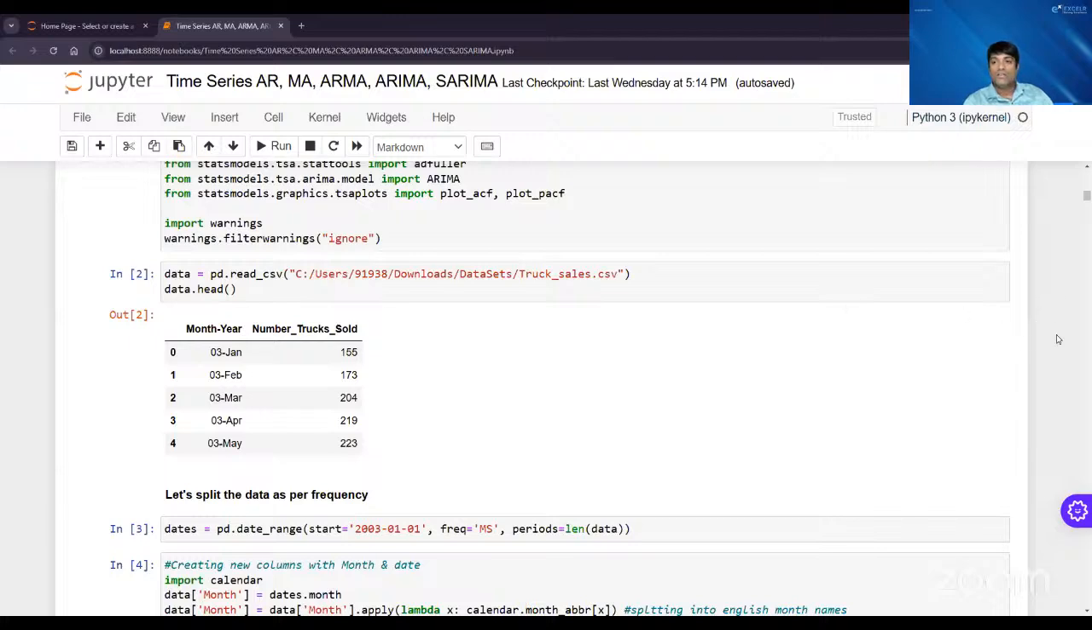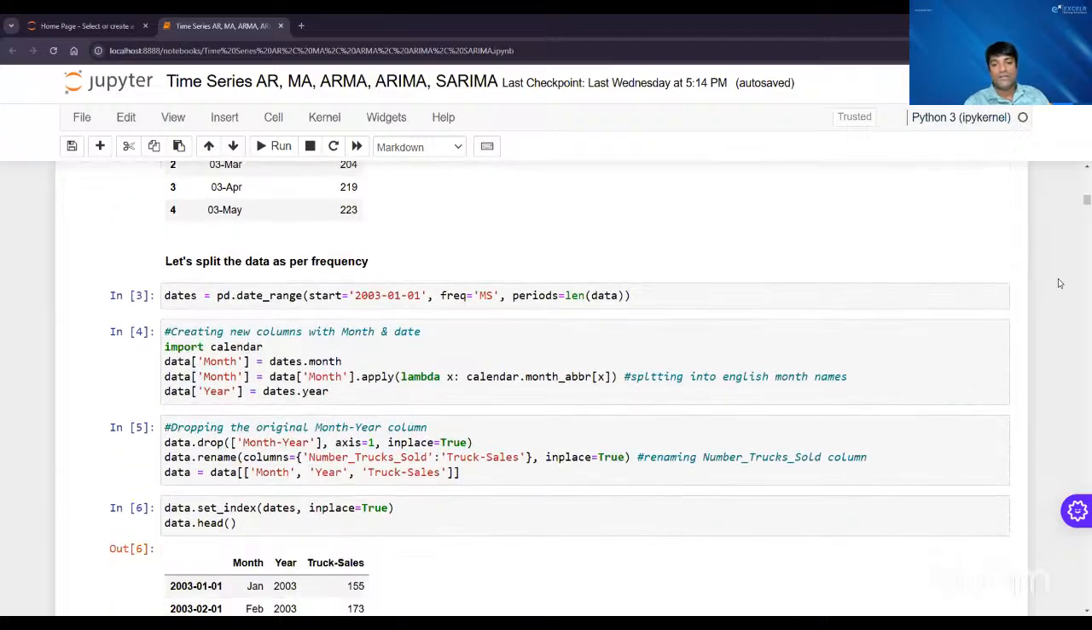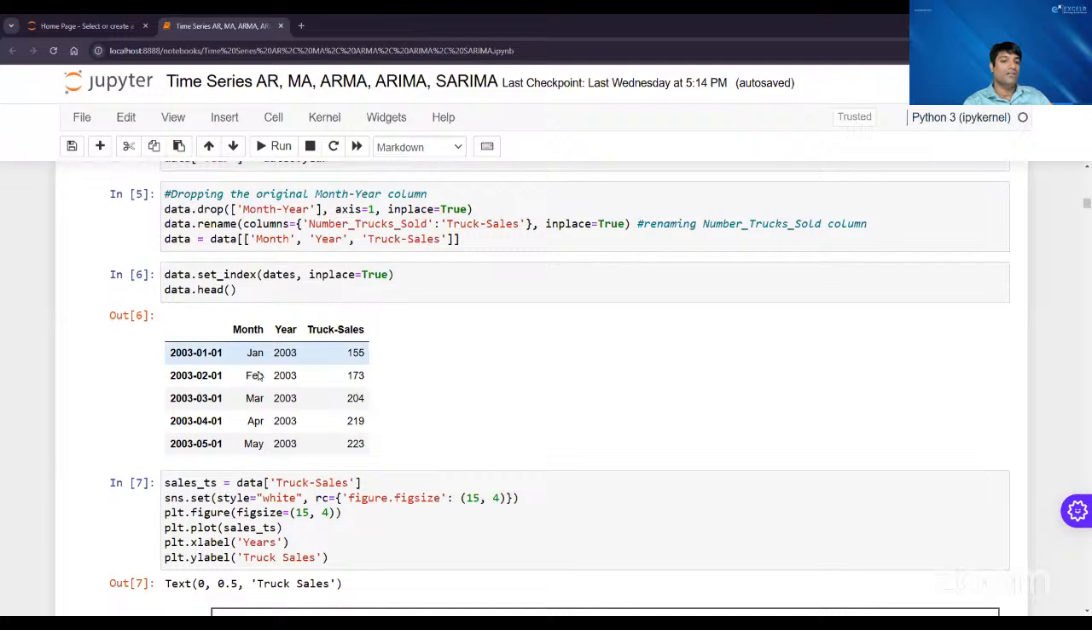Now going forward, we have changed one important thing. We have split the date into both months and years. Instead of having, for example, 3rd May, we have made two different columns, month as well as year. For example, you can see Jan 2003, Feb 2003. Like that, we have split the data into columns. That is one thing we have done.